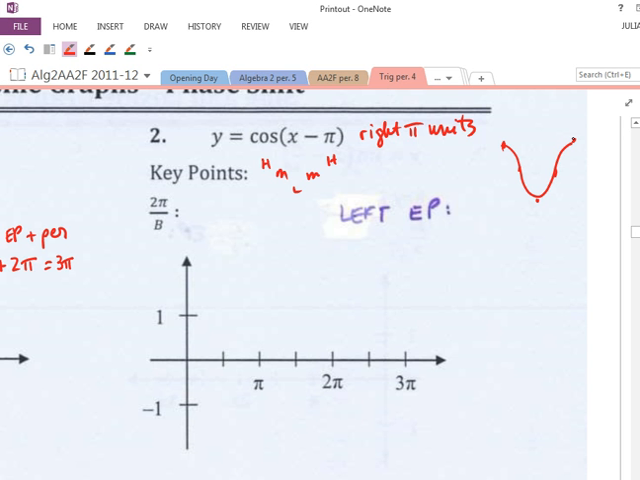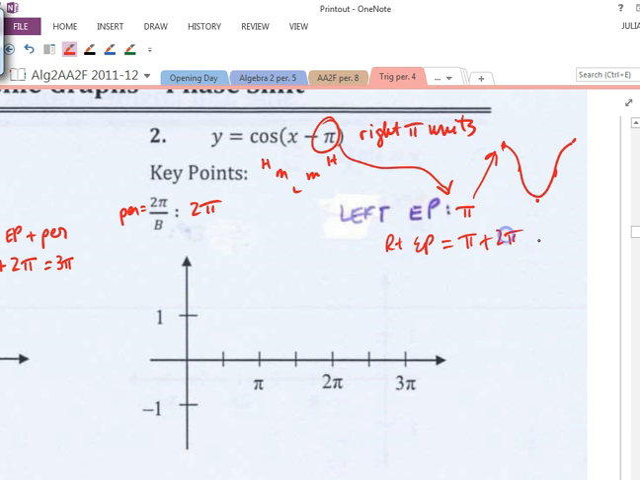Has the period changed from the parent graph? No, B is still 1. So your period is still 2 pi. Your left endpoint is pi. That's this guy. x minus means it moves to the right, so you're starting at pi, right there. Is that the high? That was the left side, this guy right here, left endpoint. Yes, that'd be the high. The right endpoint equals pi plus 2 pi.